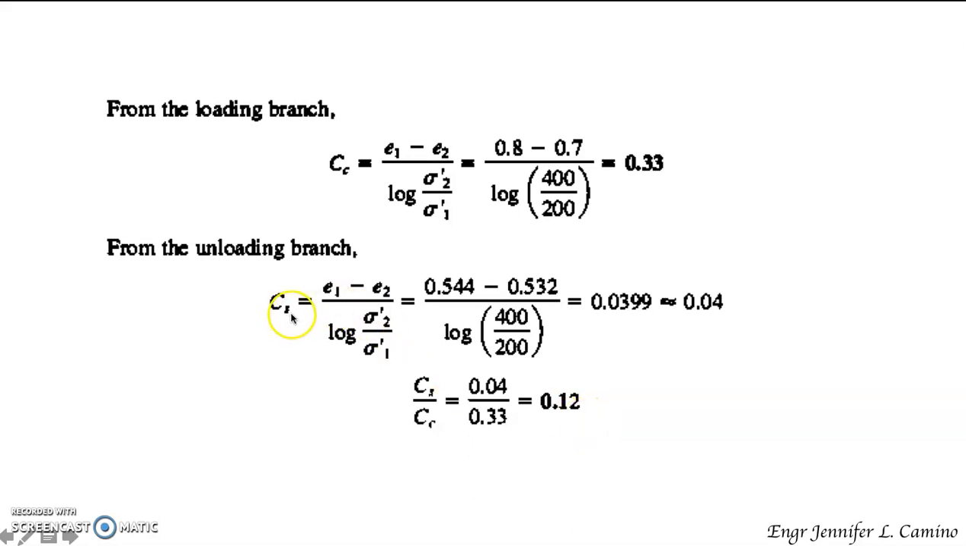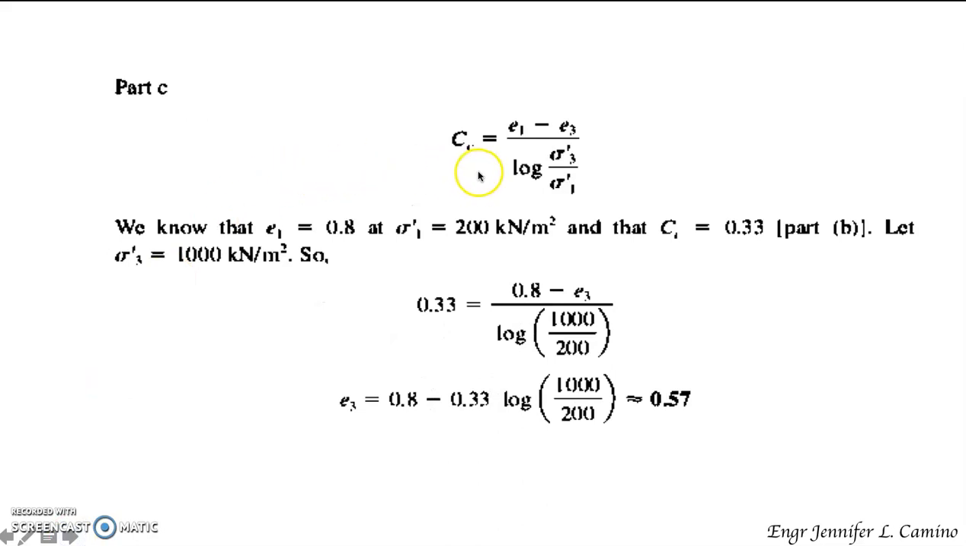So this one is your compression swell index. This is your compression index, 0.33. Swell index is 0.04. So using that equation, if you substitute the value for e1, 0.8, and your sigma 1 is 200, C sub c is 0.33, and sigma 3 is 1000, you simply substitute to the equation and you get the value for e sub 3, which is 0.57.